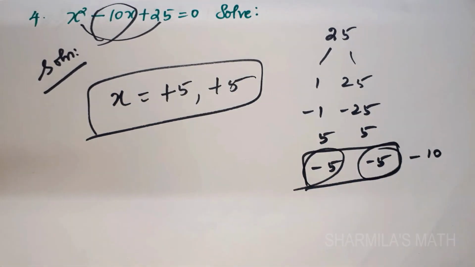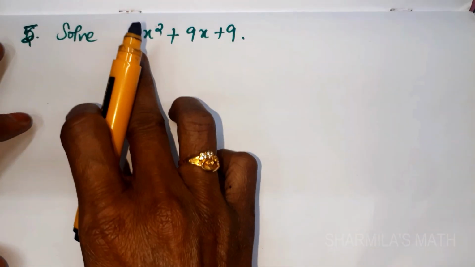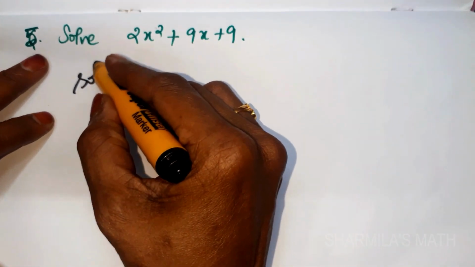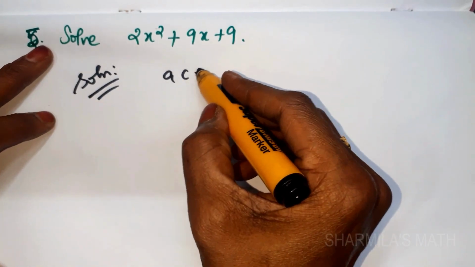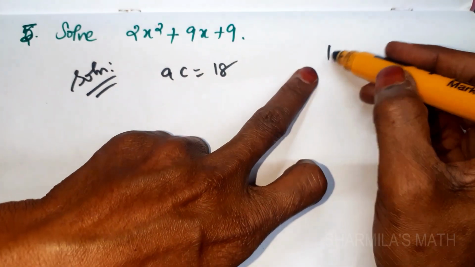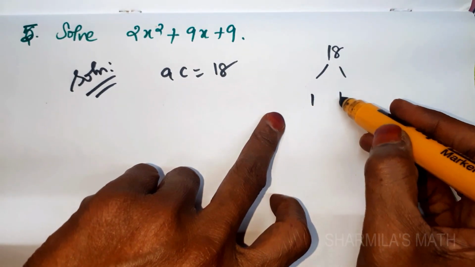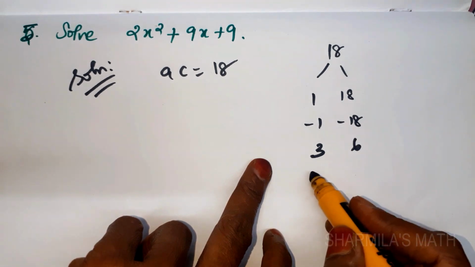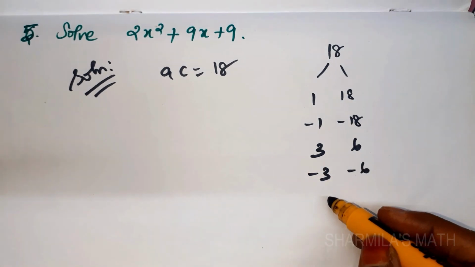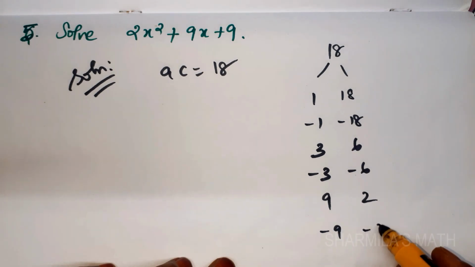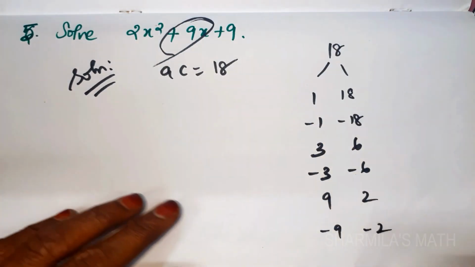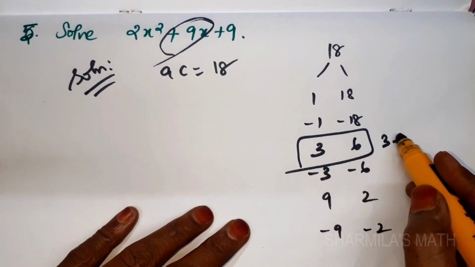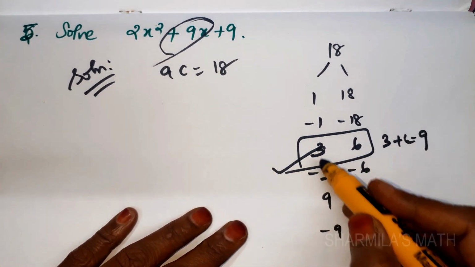Is that clear? The next problem what we have is we are going to solve the given equation 2x squared plus 9x plus 9. So here a is equal to 2 and c is equal to 9. So ac is equal to 18. So for 18 we have to write 1 18, minus 1 minus 18. For 18 in 3 it is 3 6, minus 3 minus 6. Anything else? 9 2, minus 9 minus 2. Since we have the total as 9, which one can I select? This one. 3 plus 6 is equal to 9. So we have to go with this.